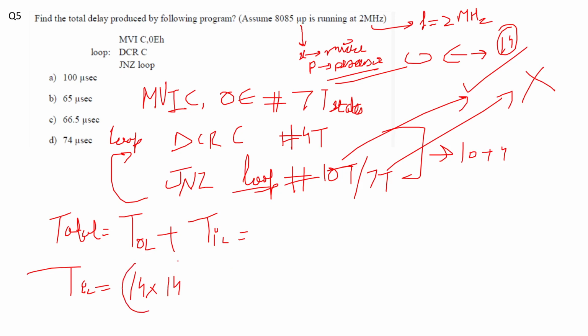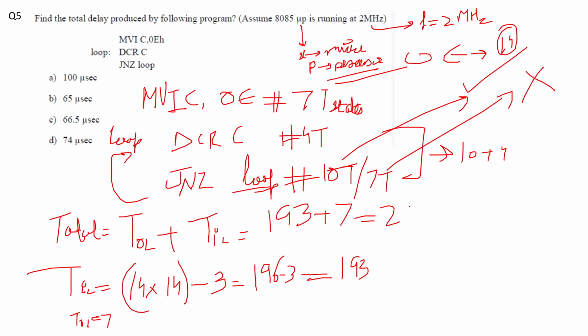So it's 14 multiplied by 14, but I told you when the condition is not met, only 7 states are needed. So in the last case, only 7 states will be needed. So it's 14 multiplied by 14 minus 3. 14 square is 196, minus 3 is 193. These are your T states inside the loop, and TOL is simply 7. So 193 plus 7 is 200. So a total of 200 T states is required.